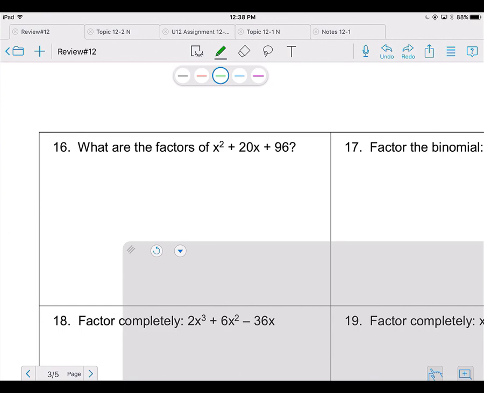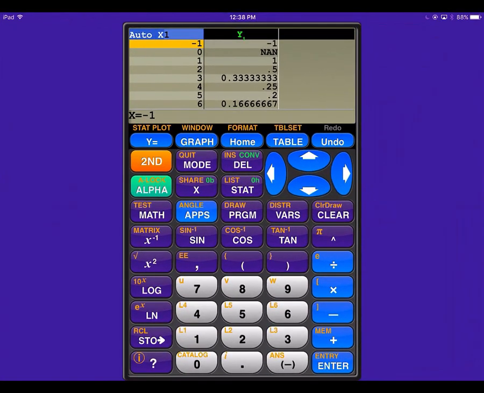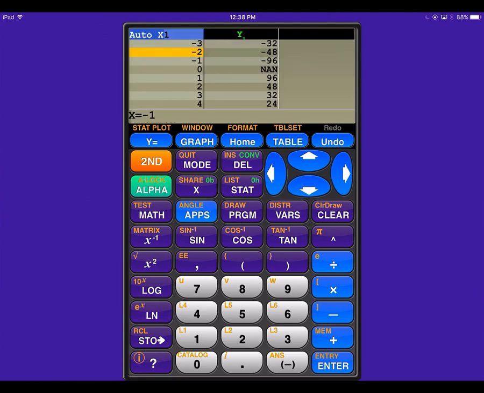Factors of this one. This does not have a GCF, so looking for a sum of 20, product of 96. Go ahead and set up my box. So 96 divided by x. And I'm looking for two numbers that add to 20. Looking for a positive 20. Oh, 8 and 12 will do it.